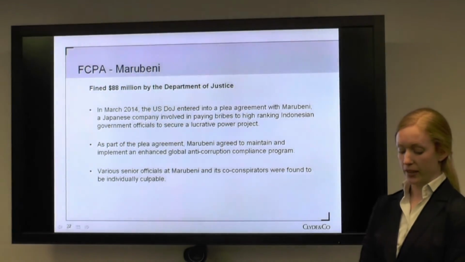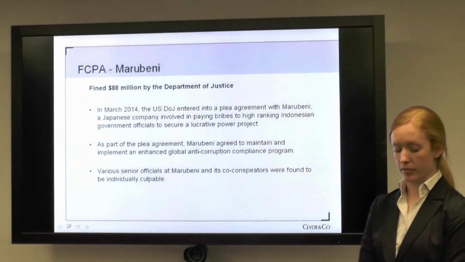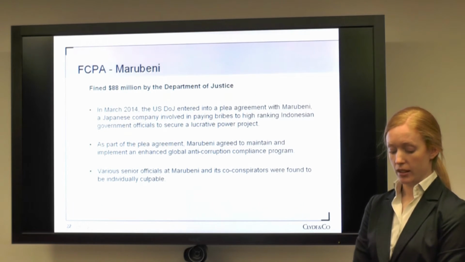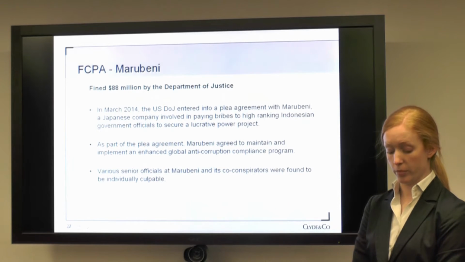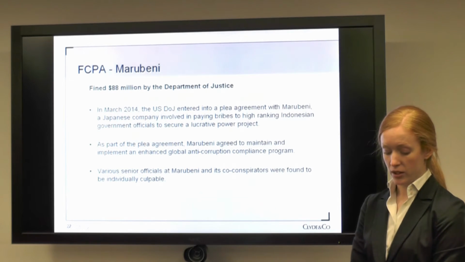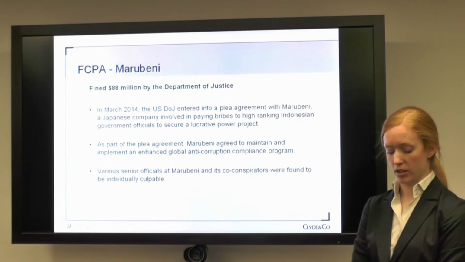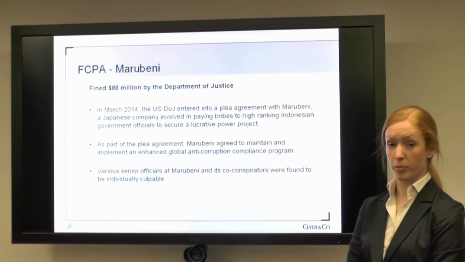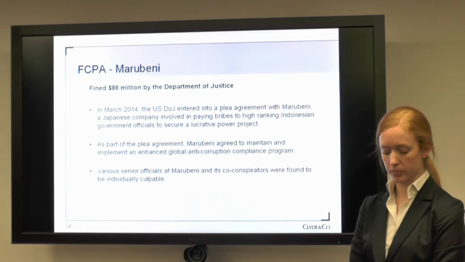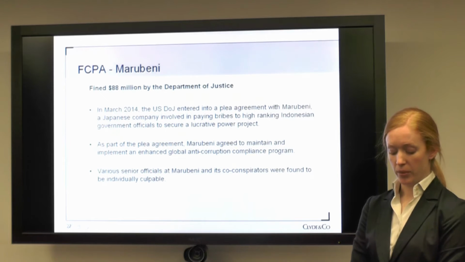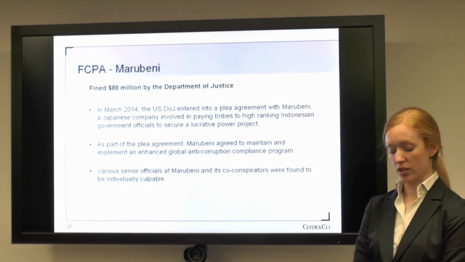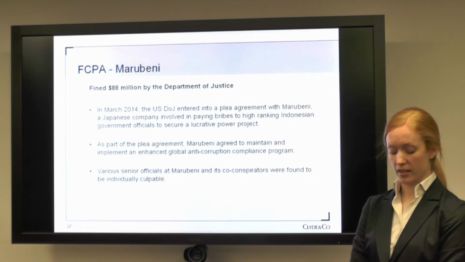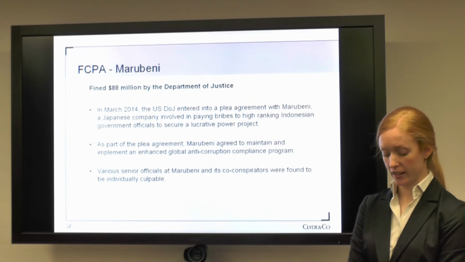In the case of Marubeni, it was fined $88 million by the Department of Justice. In March 2014, it entered into a plea agreement with the Department of Justice in relation to paying bribes to high-ranking Indonesian government officials to secure a lucrative power contract. The bribery occurred over a period of 7 years. Marubeni worked with a Connecticut company to bribe Indonesian officials, and it conducted some of its business in the US and was therefore caught by the Act.